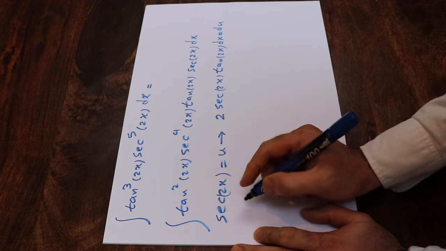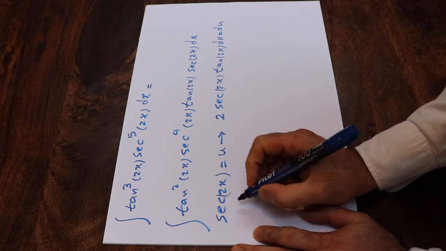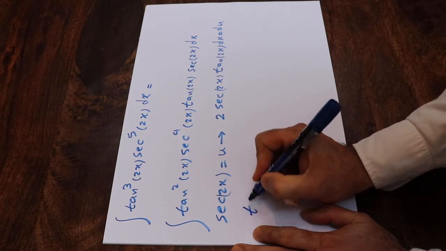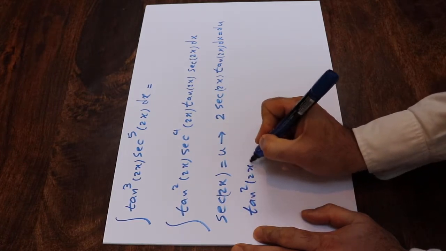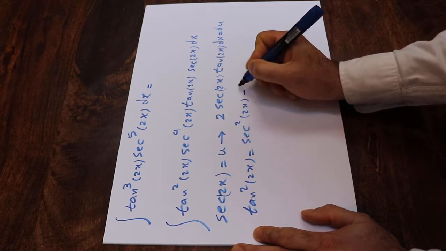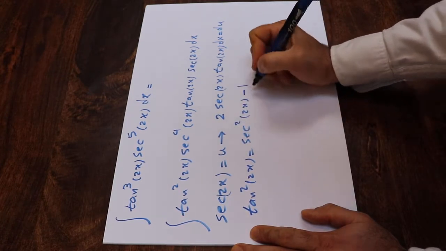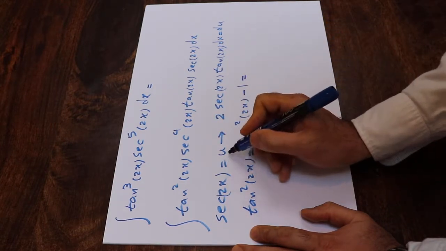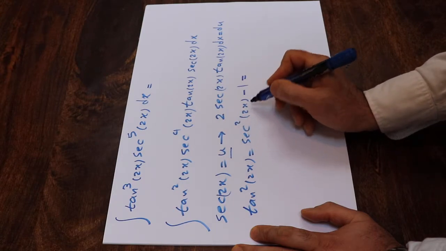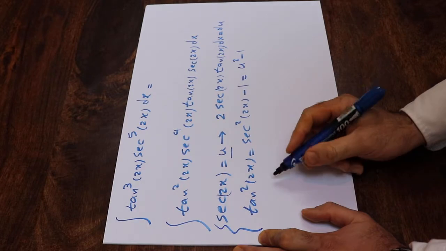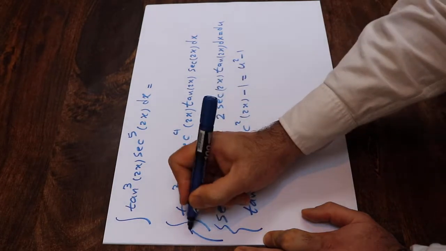Also, there is one more equation that we need here, that is from trigonometry. We know that tangent squared 2x is equal to secant squared 2x minus 1. This is something that you should know from trigonometry. And since secant 2x is equal to u, tangent squared 2x will be u squared minus 1. So all you need to do here is substitute these expressions into this integral.